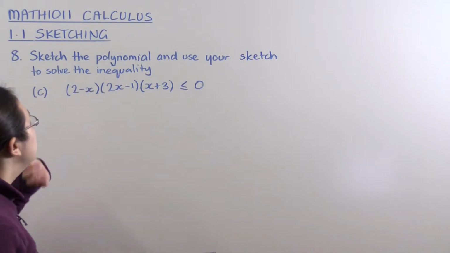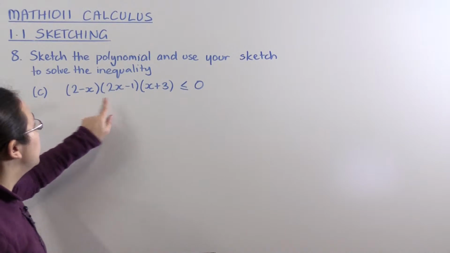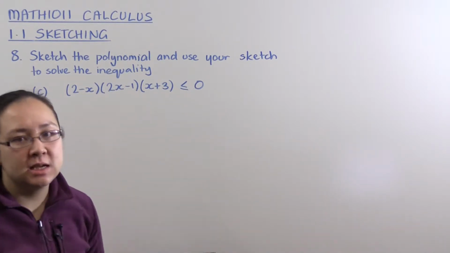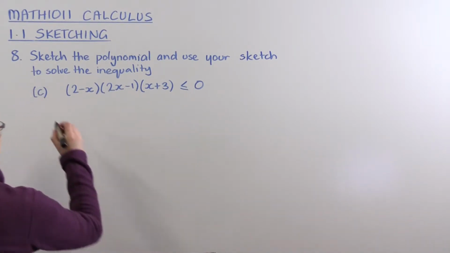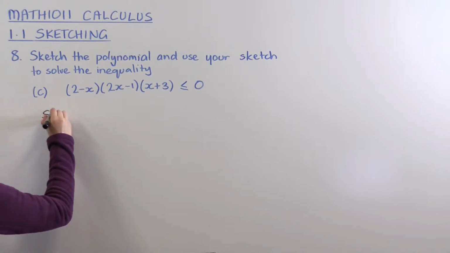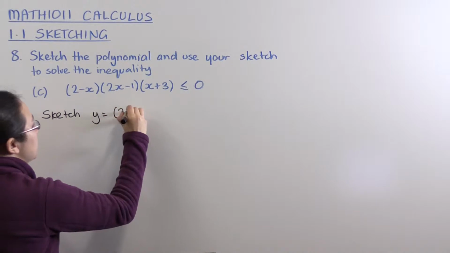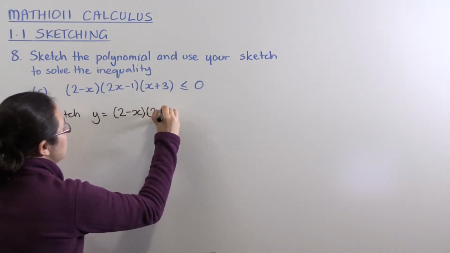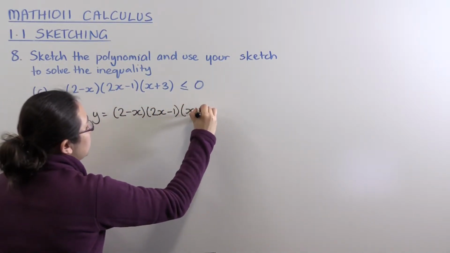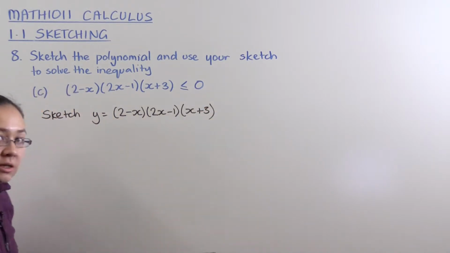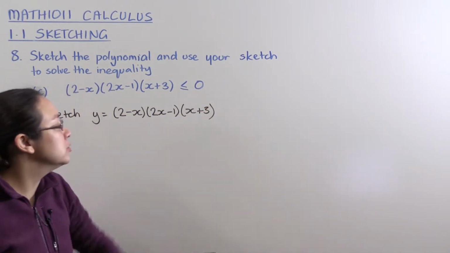Going to do part C. We're asked to sketch this polynomial and use that sketch to solve the inequality. So first step, even if they don't ask you to do it, is going to be to sketch this graph. 2 minus x, 2x minus 1, x plus 3. It's a cubic, it's x cubed all together.